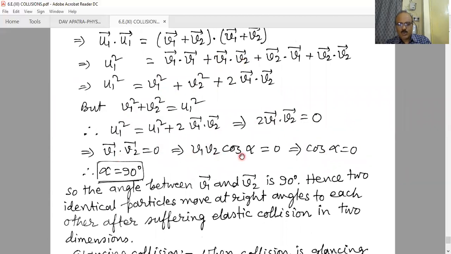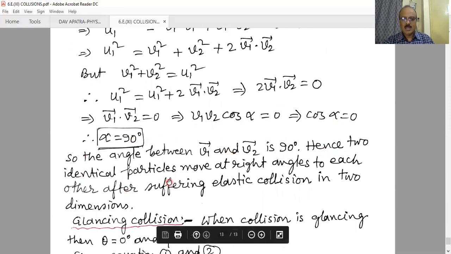That means v1 v2 cos alpha is 0, where alpha is the angle between v1 and v2. Therefore cos alpha is 0, that is alpha is 90 degrees. And already we know if the dot product of two vectors is 0, then these two vectors are perpendicular to each other. So when the two masses are equal, it is now proved that after the collision they will move at right angles to each other. The angle between v1 and v2 will be 90 degrees. Hence, two identical particles move at right angles to each other after suffering an elastic collision in two dimensions.